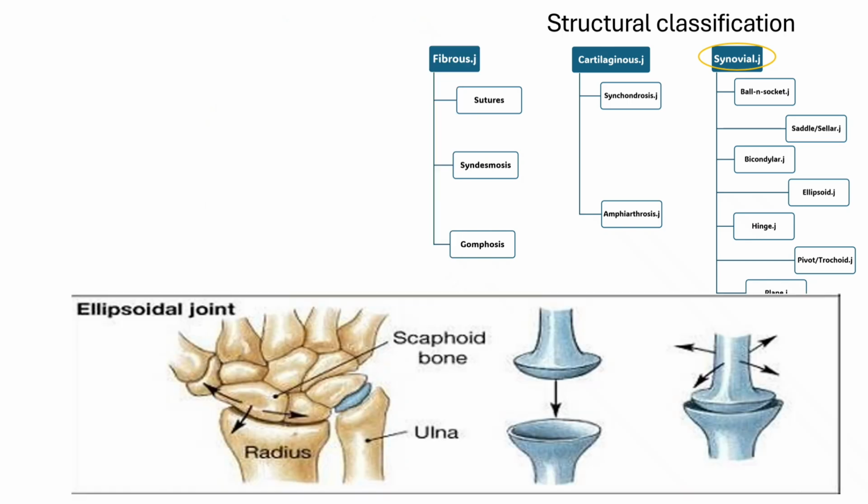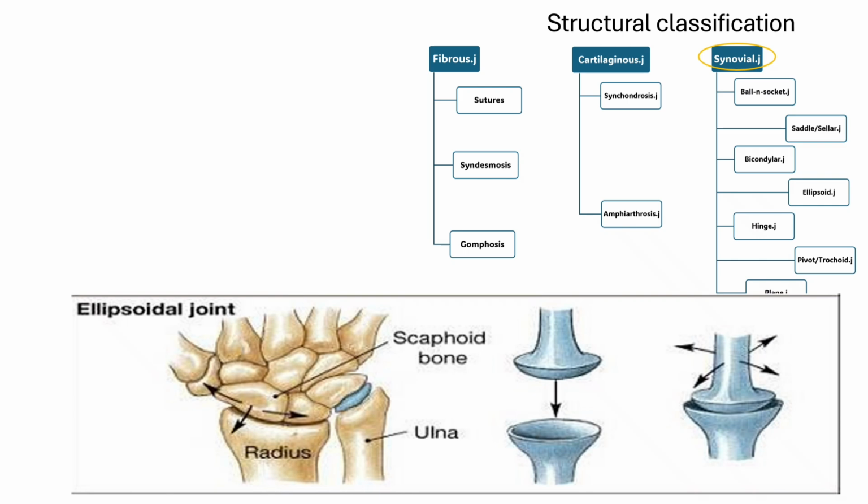Fourthly, we have the ellipsoid variety of joint. The example you can mention is wrist joint, that is radiocarpal joint, which is a joint between the radius and the carpal bones. They are biaxial. They allow flexion extension movement, also abduction adduction movement.